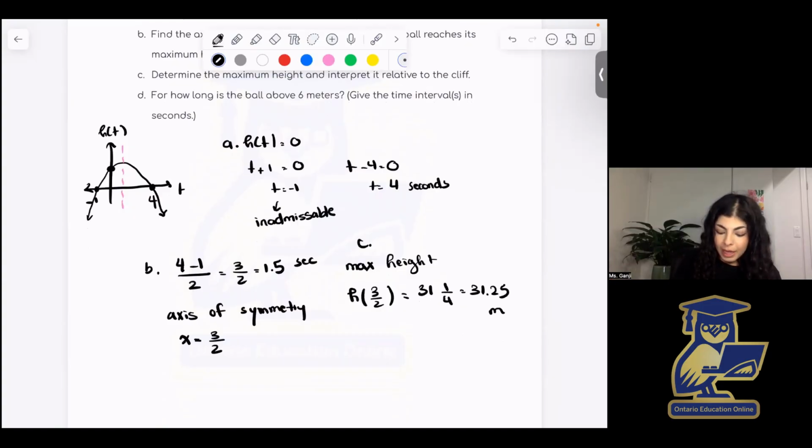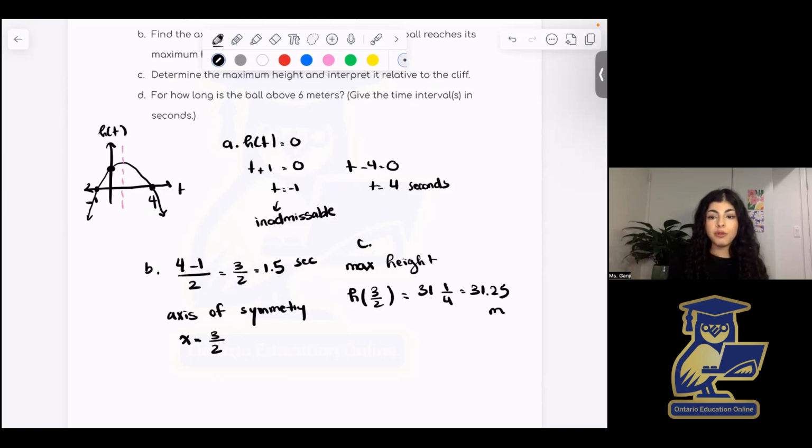So it will actually reach a height higher than the cliff after being thrown from the cliff. And for the interpretation, there could also be that you add the person throwing the ball through it, an upward motion. That's why it reaches the maximum height.